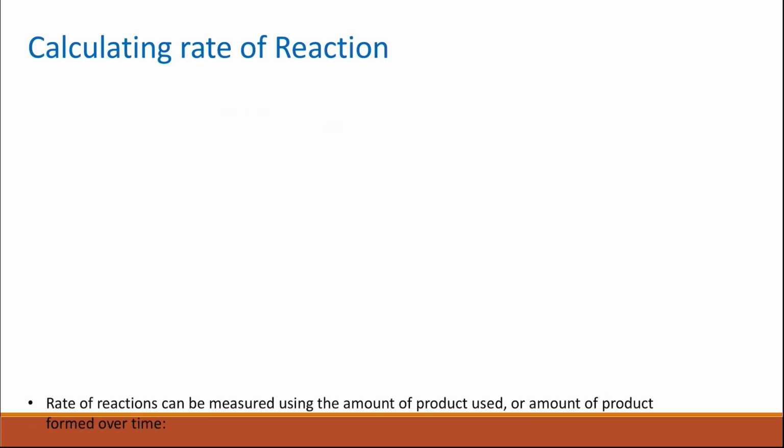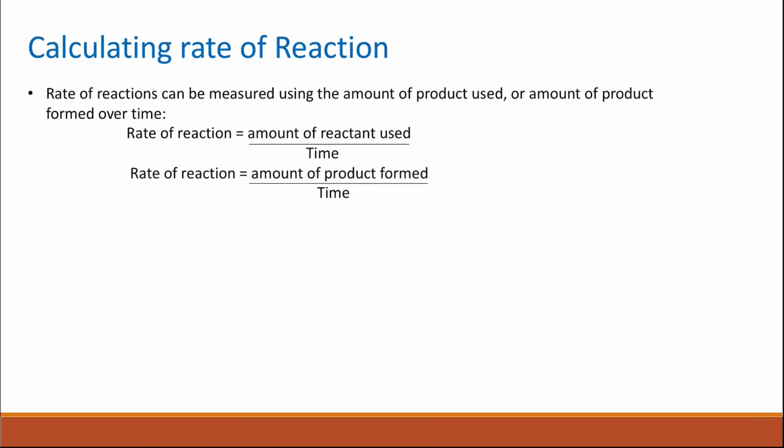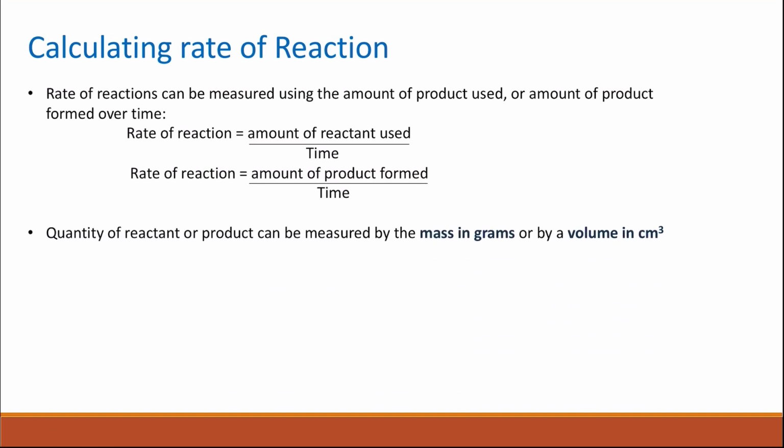So how can we calculate the rate of the reaction? The rate of the reaction can be measured using the amount of reactant used, or the amount of product formed over time. So the rate of the reaction equals the amount of reactant used over time, or the amount of product formed over time. We can represent the amount of reactant or product as mass in grams, or measure it by volume in cubic centimeters. And then the rate will be represented as grams per second or cubic centimeters per second.